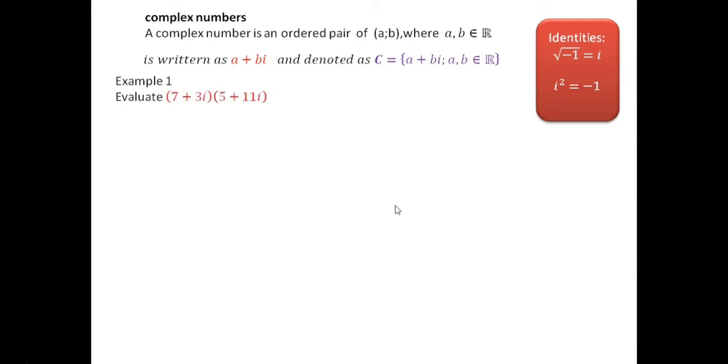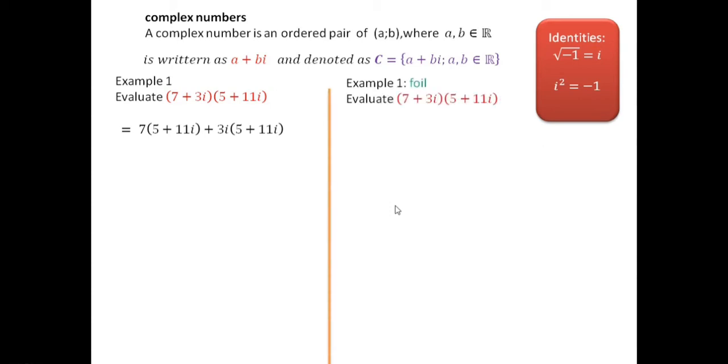Now let's take an example. Evaluate (7 plus 3i) times (5 plus 11i). So right here we'll just do the usual algebra. I will multiply the first bracket by the second bracket. Just take the first term of the first bracket, multiply by the second bracket, plus the second term of the first bracket, multiply by the second bracket, or you can use the usual FOIL method.